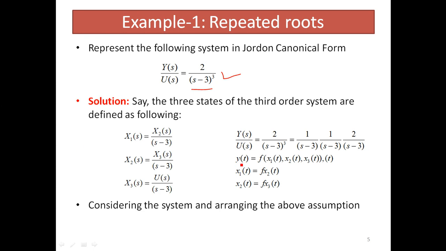Like if we consider the output of the system y(t), then it is a function of x1, x2, x3 and u(t), that is the unit step. So this is missing u(t), right? Now how would we define things: x1 is a function of the x2 state, x2 is a function of the x3 state, and ultimately x1 is a function of the x2 and x3 states. So by taking the fractions like this, 1 over s minus 3, 1 over s minus 3 and 2 over s minus 3, here we are considering that X1(s) is a function of X2(s) over s minus 3, X2(s) is a function of X3(s) over s minus 3, and X3(s) is a function of U(s) over s minus 3. We have assumed these things.